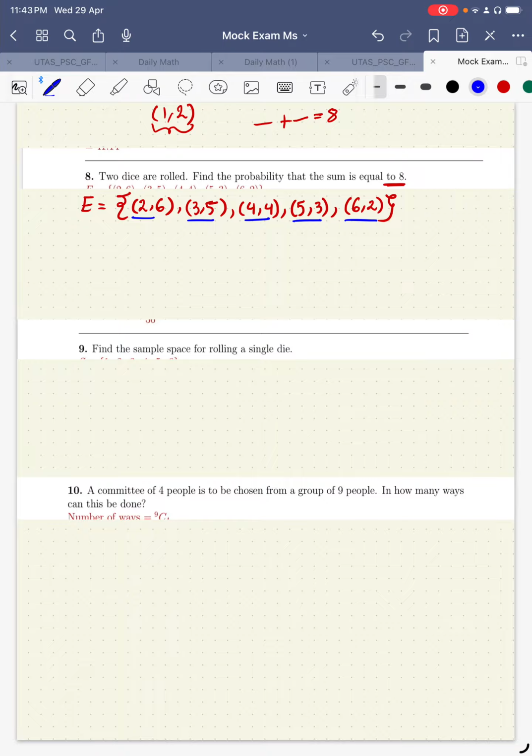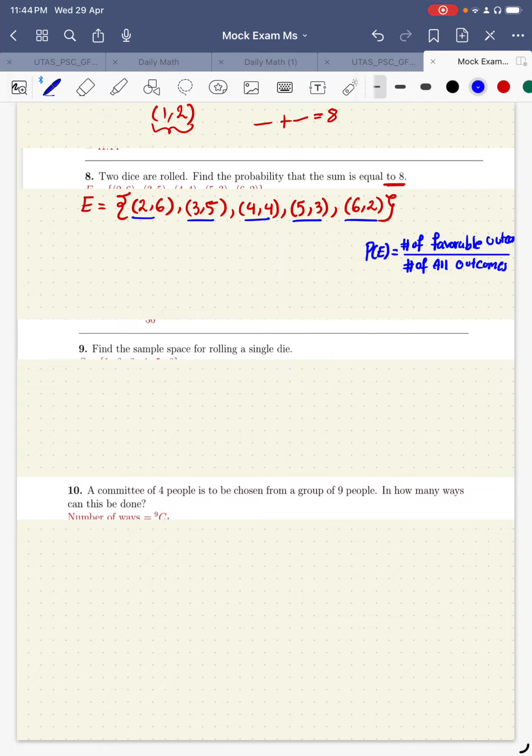So let's remind you about the law of probability. The formula of probability, that probability of E is as follows: the total number of all outcomes, that's my denominator, but my numerator is the number of favorable outcomes.